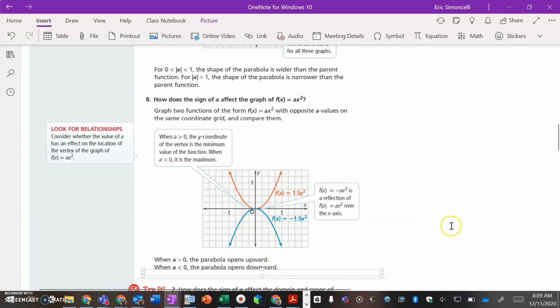When a is greater than 0, the parabola opens up. When a is less than 0, the parabola opens down.